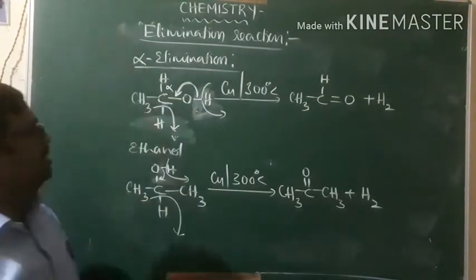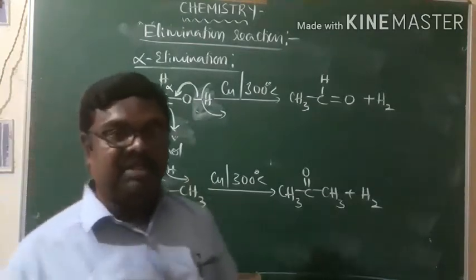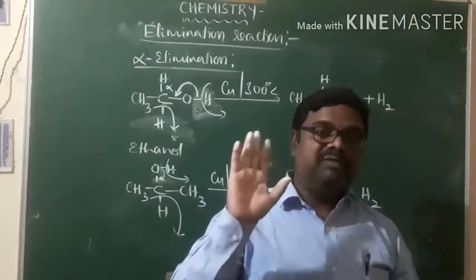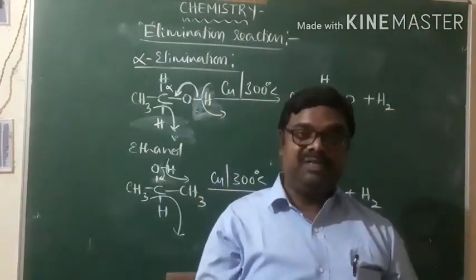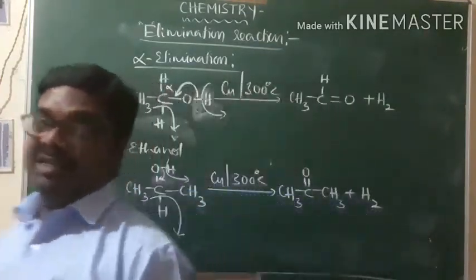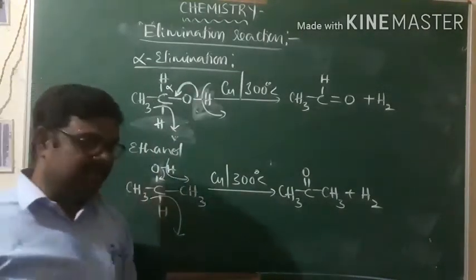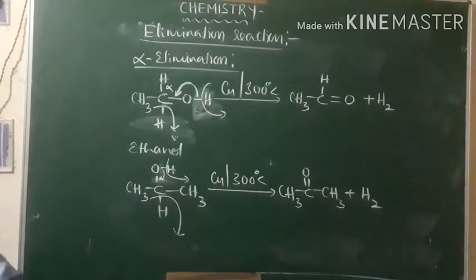So this is alpha elimination and beta elimination. Let me repeat. In beta elimination, you are going to remove the atoms or groups from the adjacent carbon atoms. Whereas in the case of alpha elimination, you are going to remove the atoms or groups from the same carbon.